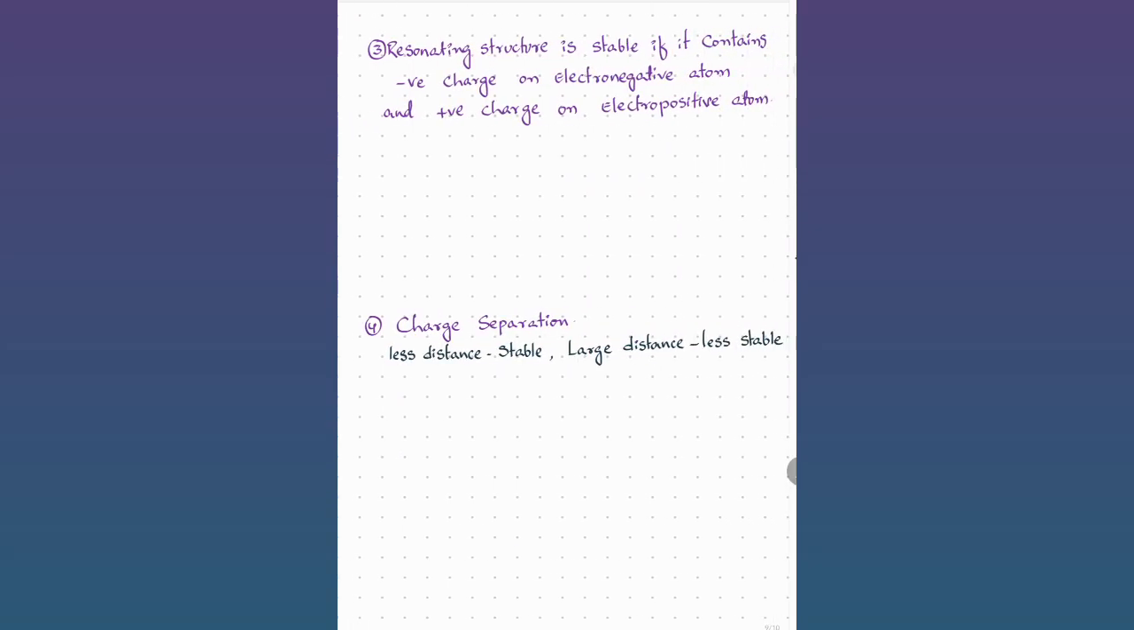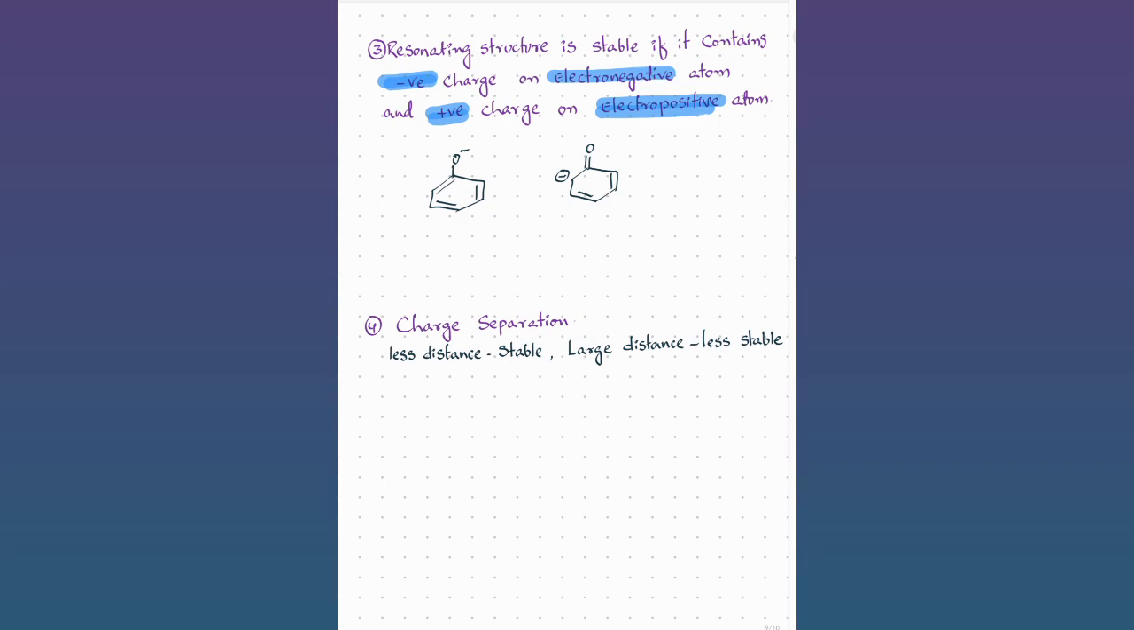Then let's see the third rule. It states that if any resonating structure contains a negative charge on an electronegative atom, or a positive charge on an electropositive atom, those resonating structures are stable. Got it? Now let me give you one example. Here I'm taking resonating structures of phenoxide. This is the phenoxide ion, and I'm writing another resonating structure: double bond, O minus, double bond.